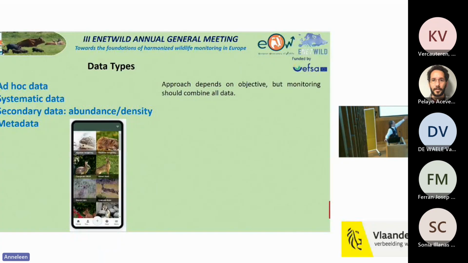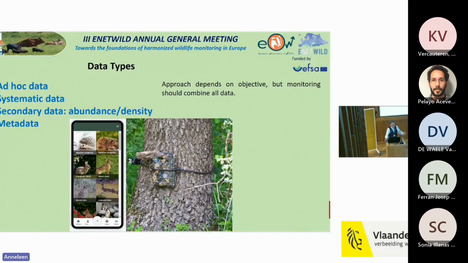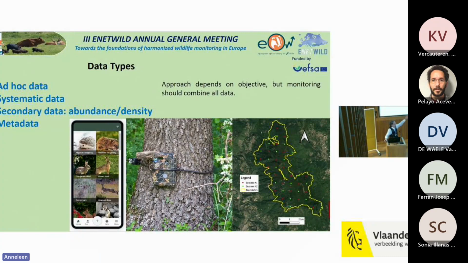Ad hoc data, such as using the iMammalia, so your smartphone app, you take a record wherever you are, there's no strategy behind it. Systematic data, so you're collecting stuff which is constant. So you put a camera out, you will collect everything that goes in front of it. So it's systematic. You can put it where you want. You can also collect it in a more systematic way by having an exact distribution, so you can calculate secondary data such as using the REM.